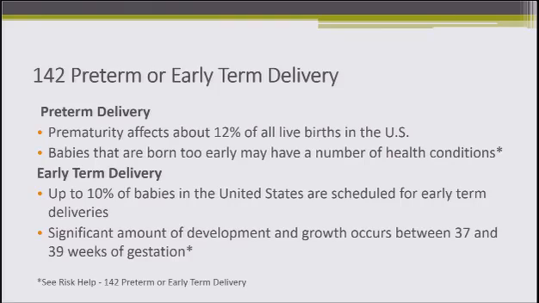Preterm delivery prematurity affects about 12% of all live births in the U.S. Babies that are born too early may have a number of health conditions. For early-term delivery, up to 10% of babies in the United States are scheduled for early-term deliveries. There is a significant amount of development and growth which occurs between 37 and 39 weeks of gestation. So that is why they've added this classification.